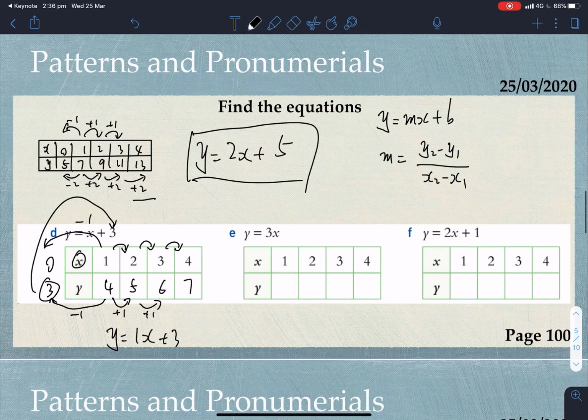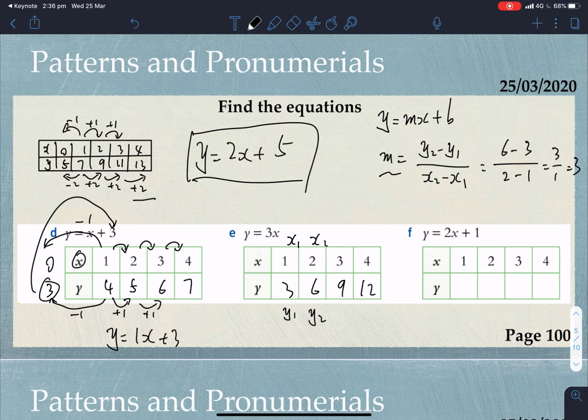Another quick way to do it is to label the numbers. Now let me do this first. So that will be 3, 6, 9, and 12. The top number is x here. So this is x1, x2, y1, y2. Just substitute those numbers in. y2 is 6, y1 is 3, x2 is 2, x1 is 1. So 6 minus 3 is 3, 2 minus 1 is 1, so it's 3. So that's a quick way to do that too. So we know what that number is.